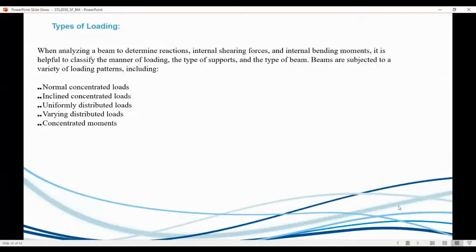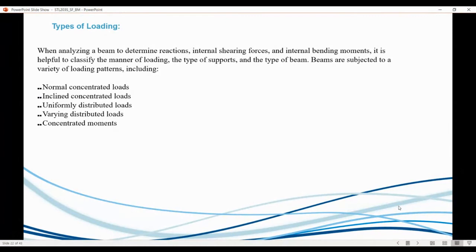Then I want to look at types of loading. When analyzing a beam, we have to determine the reactions, internal shear force, and internal bending moments. We'll discuss what those are. It's about how to classify the loading, types of supports, and type of beam. We've done types of beams, so now we're going to do loading.